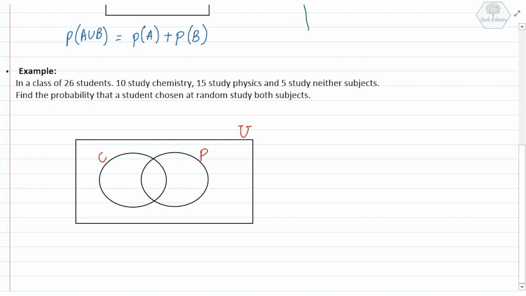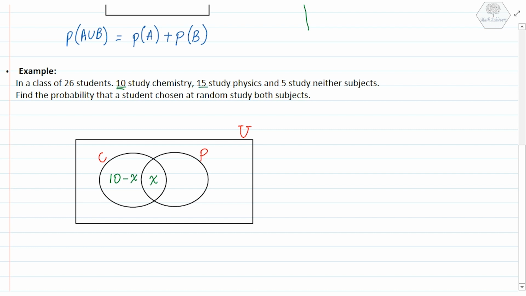When I want to fill in a Venn diagram, I always start by filling the most intersected area. So now we need to find the probability that students study both subjects. Do I know the number of students who study both subjects? No, I don't. So I label it as X. In the area of students who study only chemistry, the total of students who study chemistry is 10. So the area who study only chemistry is 10 minus the intersection, which is 10 minus X.